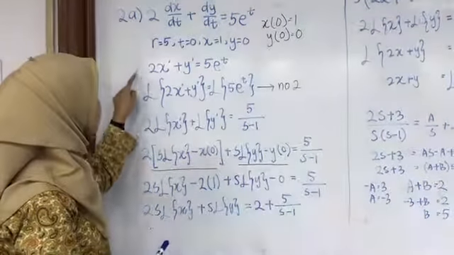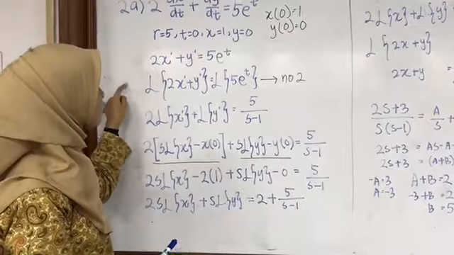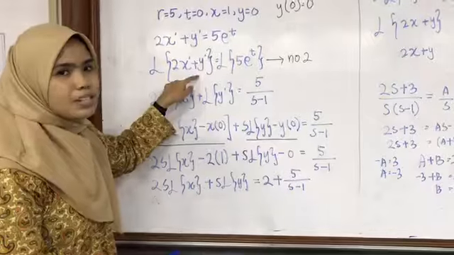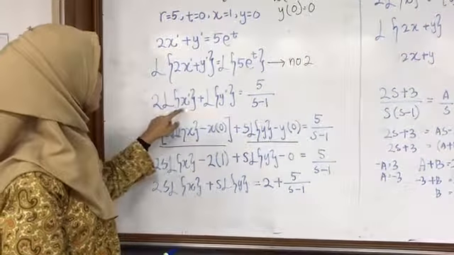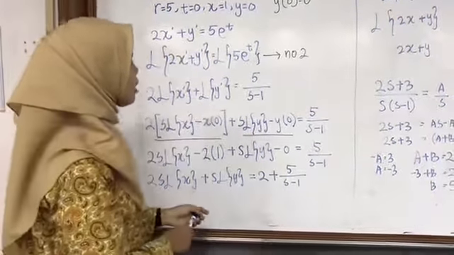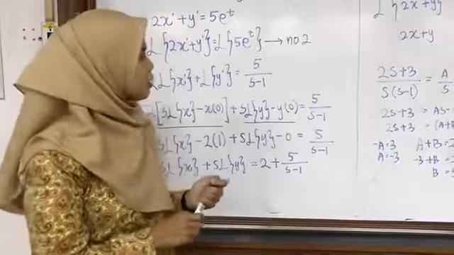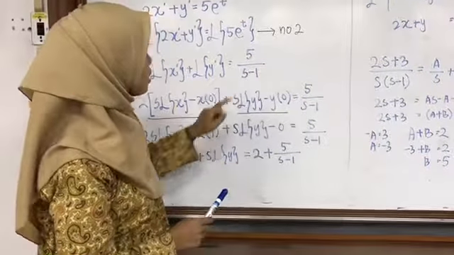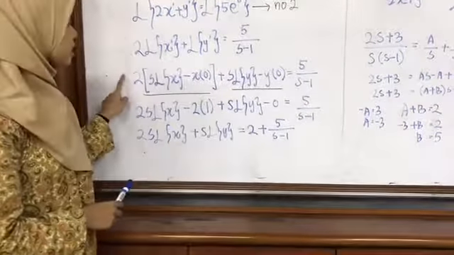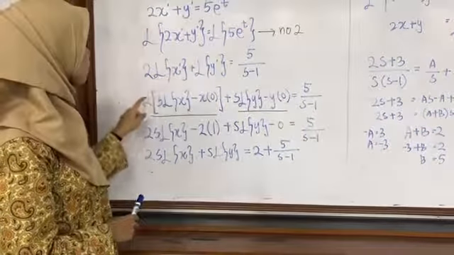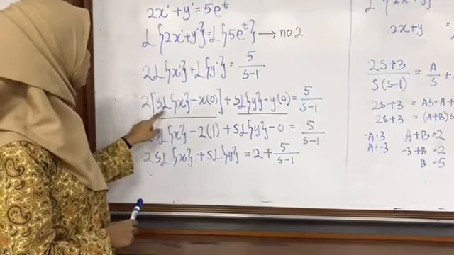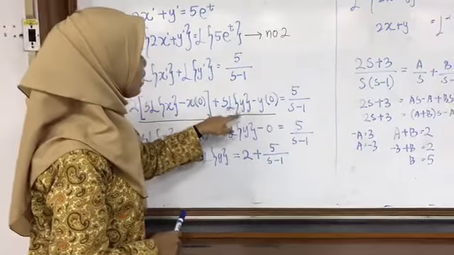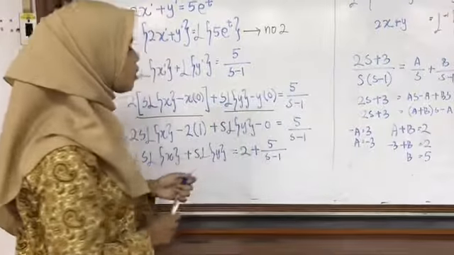When we apply the Laplace transformation, this is the form. We can separate it into L{x'} plus L{y'}. Using the Laplace transformation table, number 2, we can write the right side as 5 over s minus 1. Using the previous lecture, we know that 2L{x'} is 2(sL{x} minus x0) plus sL{y} minus y0 equals 5 over s minus 1.